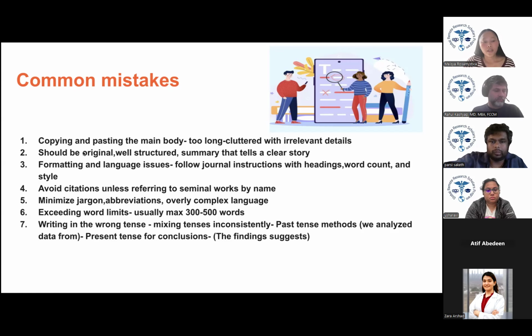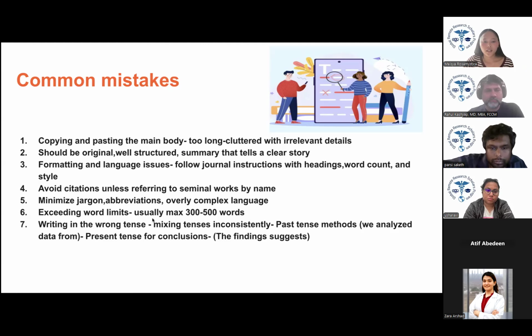You should always follow the journal instructions or the conference guidelines. In terms of fonts, sizes, or if they require you to add subheadings or headings, you always follow that, and avoid citation unless referring to seminal works by name. Also minimize abbreviations or overly complex language. In the previous abstract, we saw that they used DM for diabetes mellitus and PH for pulmonary hypertension. Make sure that you mention the full term in the introduction, and later on you can just use the abbreviation in the method or results section.